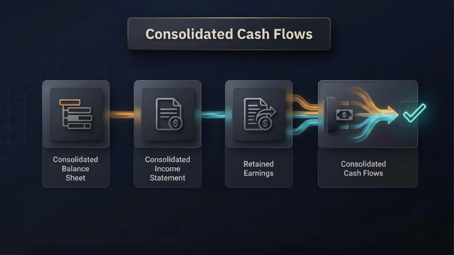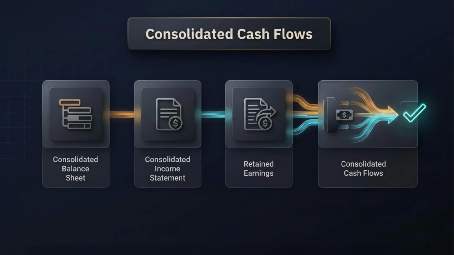Now let us talk about consolidated cash flows. A consolidated statement of cash flows is usually prepared after the consolidated balance sheet, consolidated income statement, and retained earnings information are complete. Why last? Because the cash flow statement depends on changes in balance sheet accounts, income statement items, and equity movements. If the consolidated balance sheet or income statement contains an error, the cash flow statement often exposes it because it must reconcile beginning cash to ending cash.